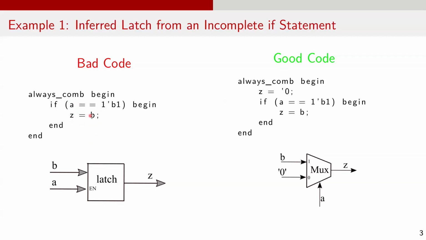Let's consider this example. In this code, Z is assigned a value of B when A equals 1. But what happens when A equals 0? Since Z is not assigned any value in that condition, the synthesis tool assumes that Z must retain its previous value. To implement this behavior in hardware, it creates a latch. A simple way to fix this problem is to assign a default value to Z before the conditional statement.